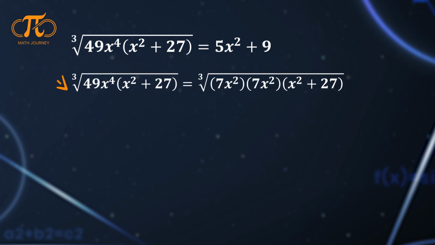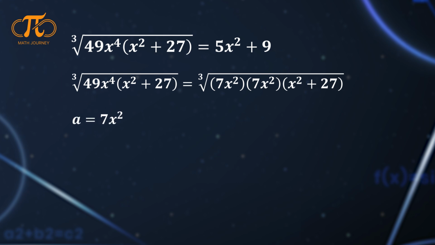So, let's start by rewriting the left side of the equation in a more friendly way. The cube root of 49 times x to the power of 4 times x squared plus 27. We know that 49 times x to the power of 4 can be rewritten as 7 times x squared, multiplied by another 7 times x squared. So the left side becomes the cube root of the product of 3 terms: 7 times x squared, 7 times x squared, and x squared plus 27.